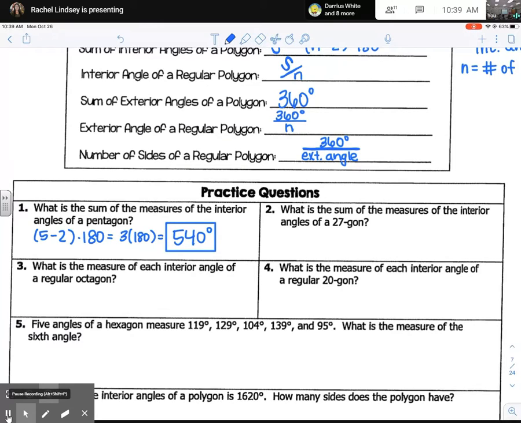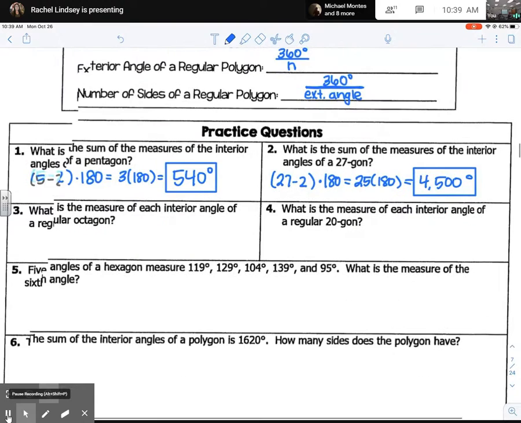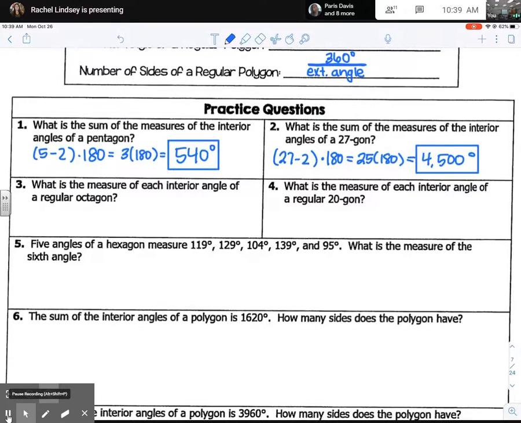Okay. What's the sum of the measures of the interior angles of a 27-gon? 27 minus 2 times 180. It's 25 times 180, which is 4,500. Do we have to remember how much they are? No, because you can do the formula, n minus 2 times 180. Oh, yeah, I forgot about that.